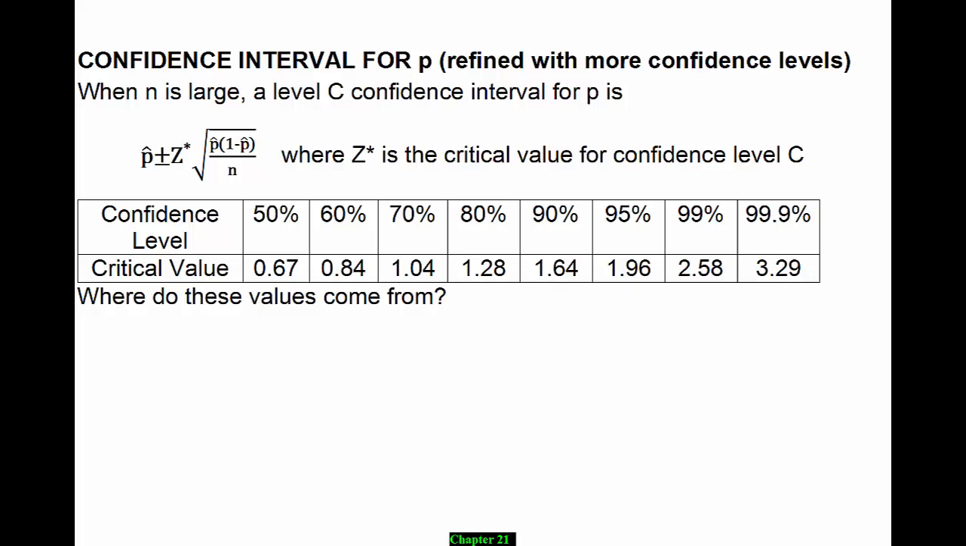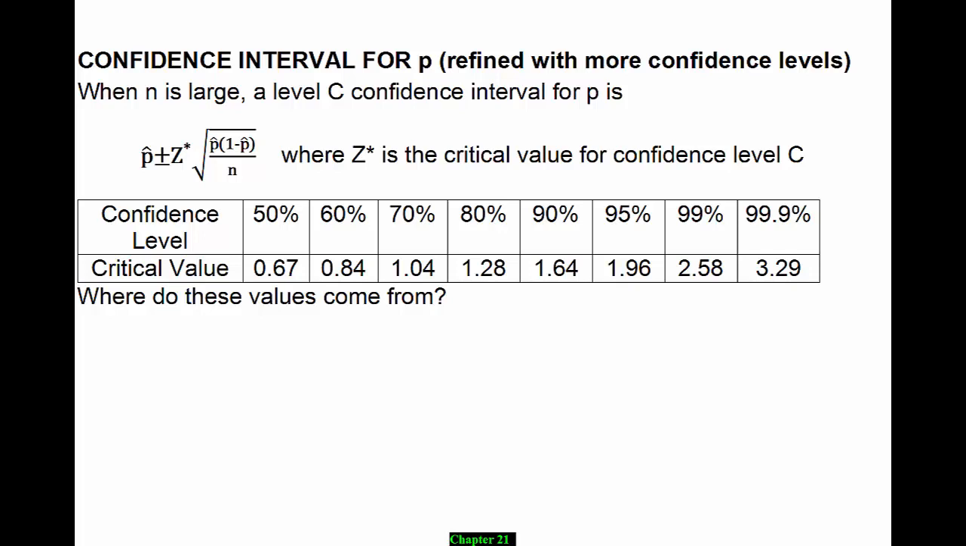Now we are going to learn the final revision of our confidence interval formula for P, where we're going to have the option of more confidence levels. Recall that our 95% confidence level version is p-hat plus or minus 2 times the square root of p-hat times 1 minus p-hat over n, where 2 represented 2 standard deviations in the normal distribution, which corresponds to having 95% within 2 standard deviations, and that's where we get our 95% confidence level from.